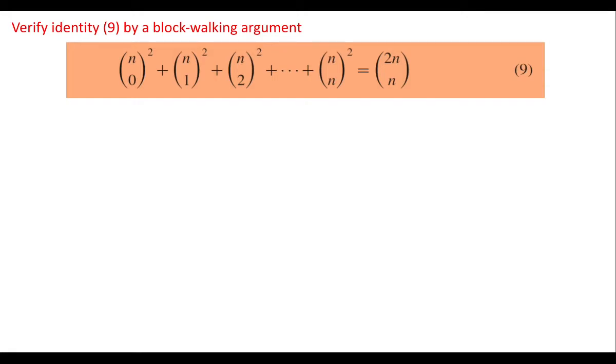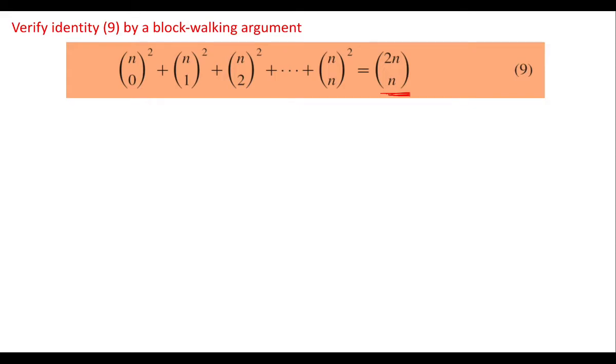Yes, this one is a little bit tricky because the left hand side has a square, and the right hand side does not. Now what does the left hand side say? The left hand side says the number of ways to reach the point (2n, n).